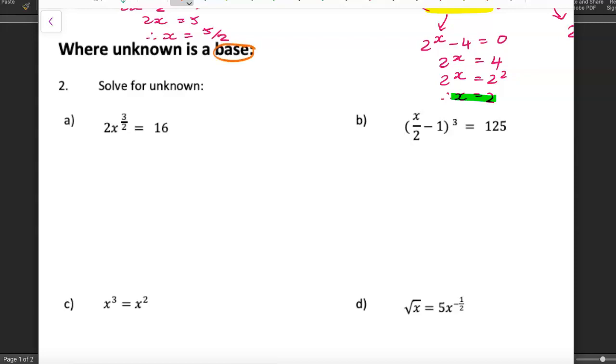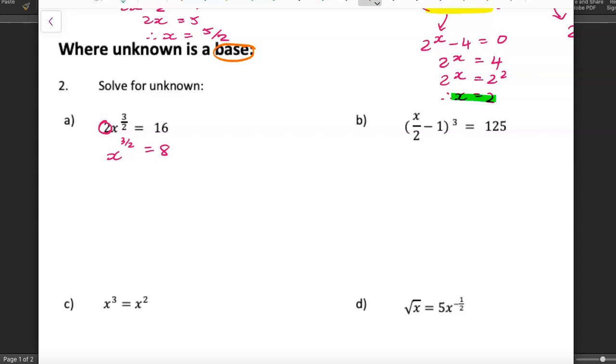So here we have 4 examples. Starting with our first one, we have 2 times x to the power of 3 on 2 equals 16. Now if we were solving something as simple as 2 times x equals 16, we would simply divide by 2 and have x is 8. And we're going to start with that step straight away. Remove any what we call coefficients. So by removing the coefficient of 2, I'm left with x to the power of 3 on 2 equals 8.